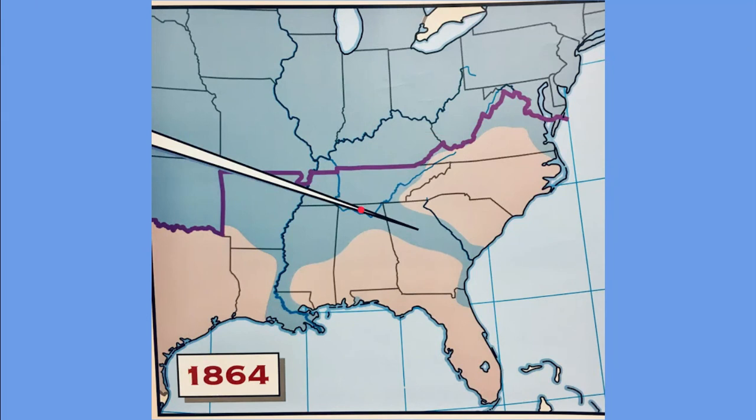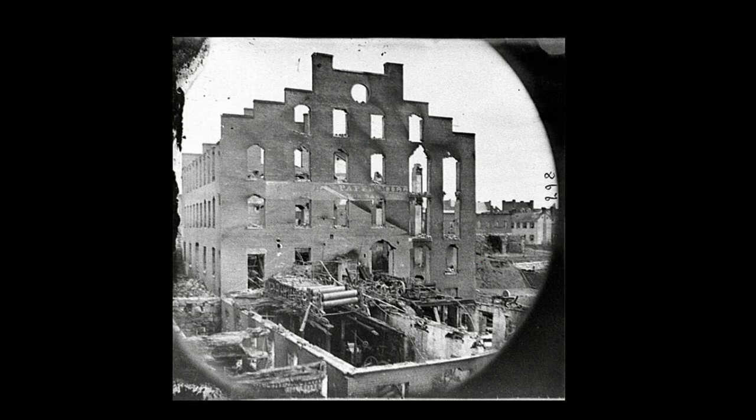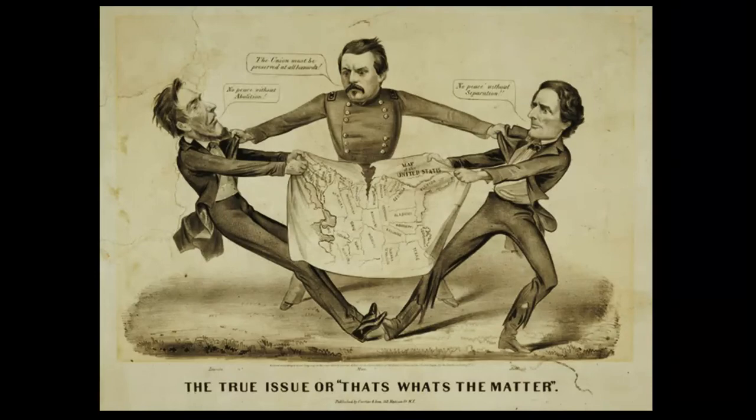And then Sherman will make a march to the sea, take the troops through the South, destroying everything along the way. Total war, it's called. They basically destroy civilian properties, farms, telegraph wires, railroad tracks, anything that might help the Confederates win the war.